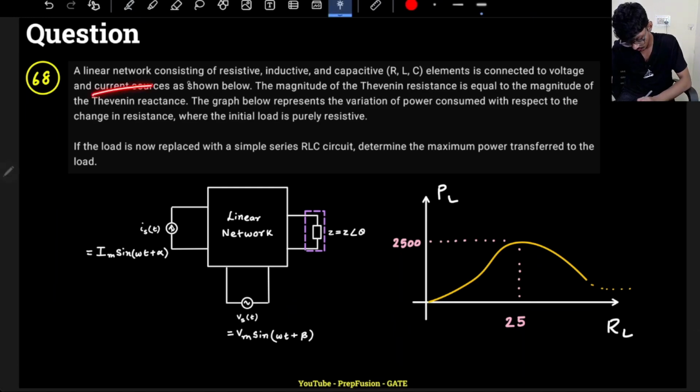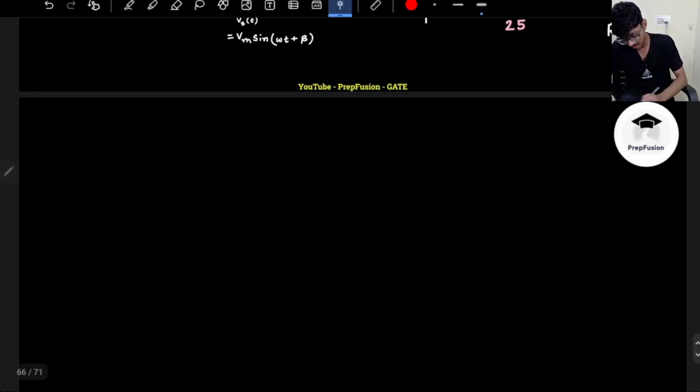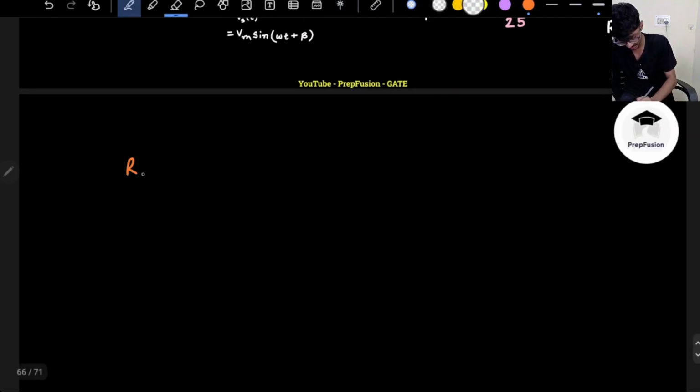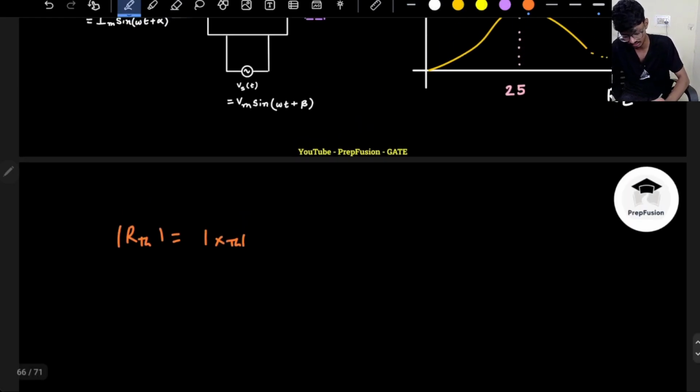I have a linear network consisting of resistive, inductive and capacitive elements connected to a voltage source and a current source. Both have frequency omega, their phase difference is alpha minus beta, and obviously their peak values will be different. The magnitude of the Thevenin resistance is equal to the magnitude of the Thevenin reactance. So basically the Thevenin resistance of this circuit equals the magnitude of the Thevenin reactance. Thevenin resistance is positive only, so Thevenin resistance equals Thevenin reactance. That is what they are telling me.